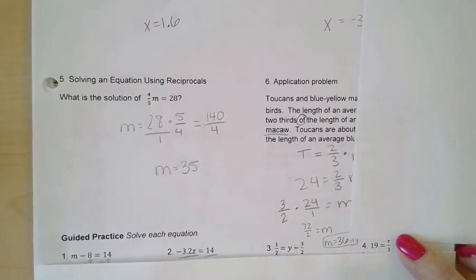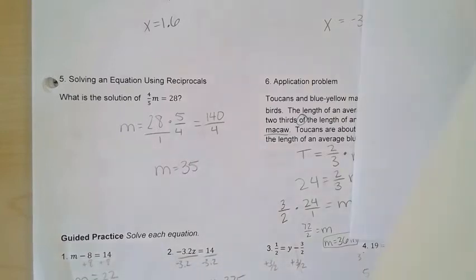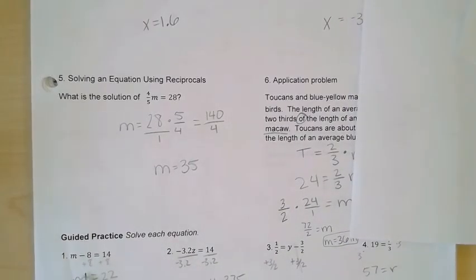So once you've done these 4 problems on your own, what you're going to do is check. For number 1, you had to add 8 to both sides to get m equals 22. For number 2, you had to divide by negative 3.2 on both sides to get z equals negative 4.375.